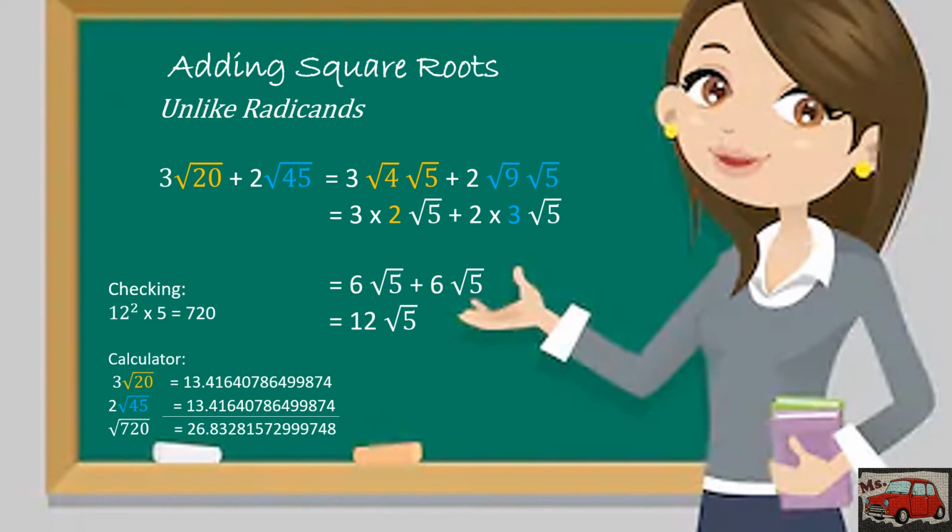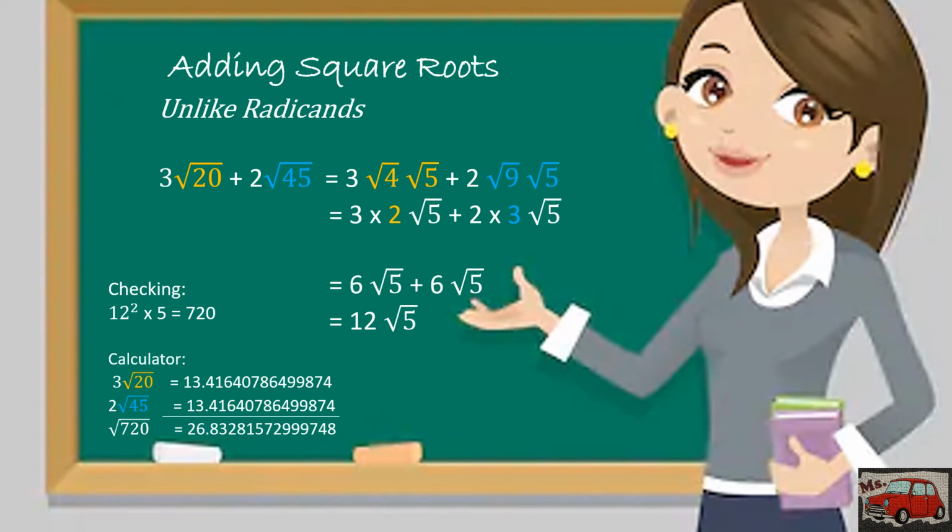Now, let's add the numbers outside the square root. So 6 plus 6 is 12. Since our radicand is now the same, we just copy it. Okay? So the final answer is 12 square root of 5.